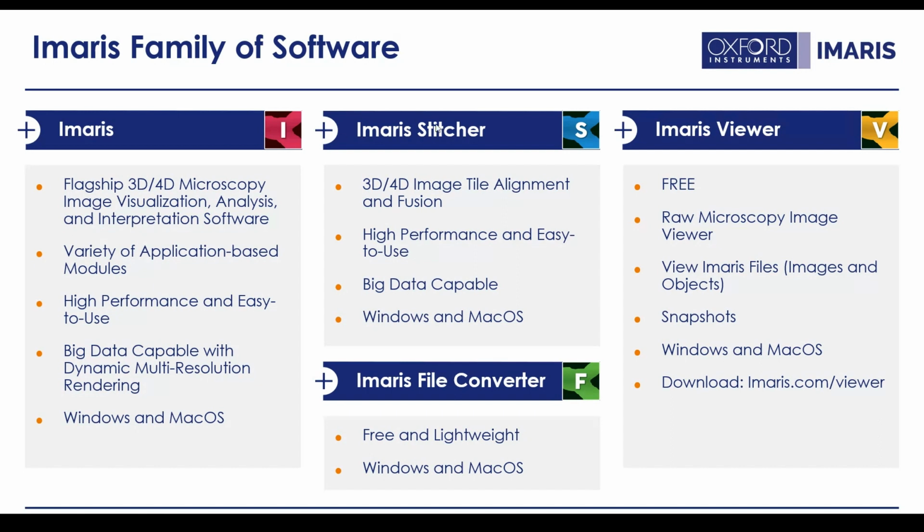Imaris Stitcher is mainly used for 3D, 4D image tile alignment and fusion. It's also high performance and easy to use, big data capable. Imaris File Converter is a free tool for converting whatever microscope files into the Imaris file format. And Imaris Viewer is a completely free tool to view raw microscopy images, but as well view image files with some objects. And this can be downloaded from our website.